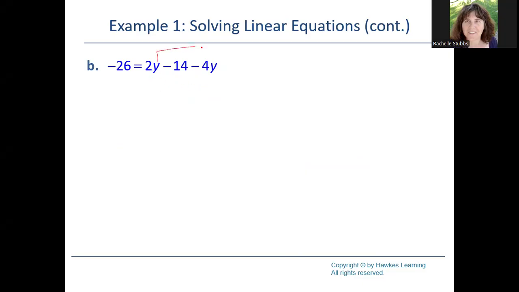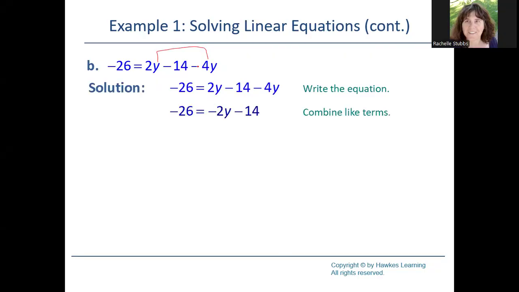I can see that there's a 2y and a 4y, a positive 2y and a negative 4y. If I combine those, I get a negative 2y. And so now I have a negative 26 equals a negative 2y minus 14. And this minus 14, I'm going to add the opposite of a negative 14. So I'm just going to add 14 to both sides.